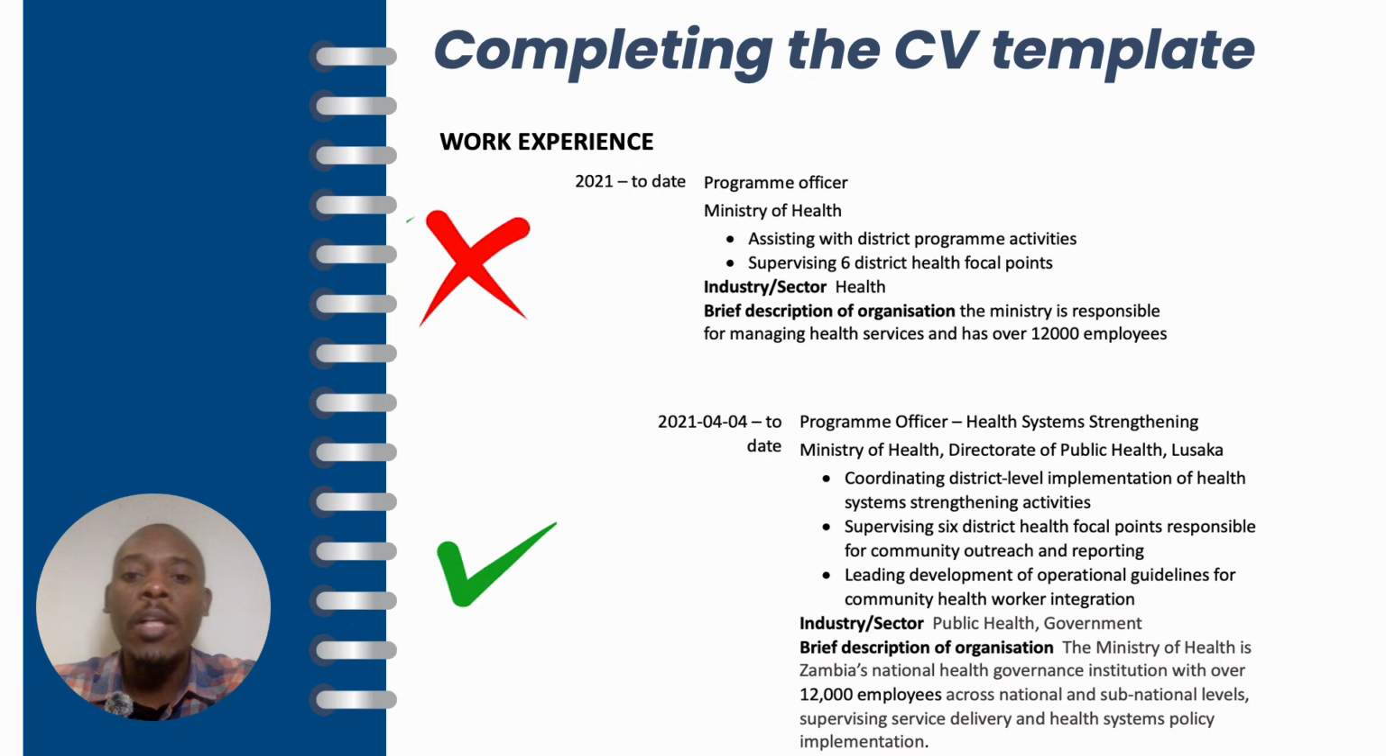When it comes to work experience, again on top I've provided an example of a poorly completed work experience, and then on the bottom I've provided how a good CV would look like. So the first thing is that, again, we are looking at the date. So the date is not complete. You've only included 2021 there, but here the date is completed. So please ensure that you follow the format like I've mentioned.